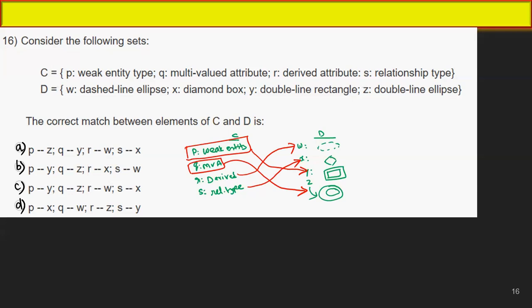Clear? Everyone got it? Very nice question. So the final answer is P corresponds to Y, Q corresponds to Z, R corresponds to W, and S corresponds to X. So this matches with C. Right? Have you all got it correctly, my dear friends? Shall I take you to the next one?